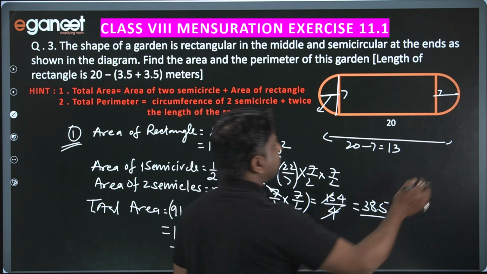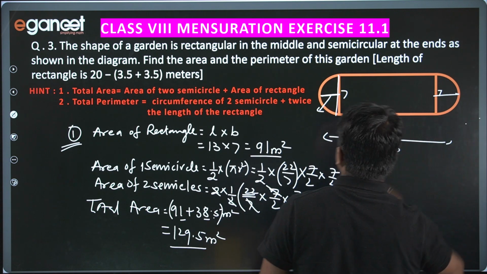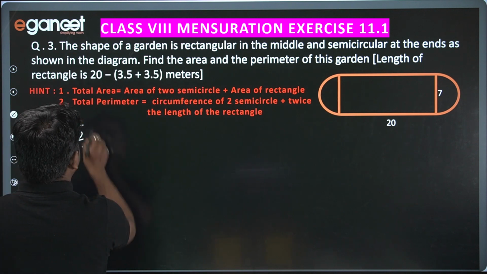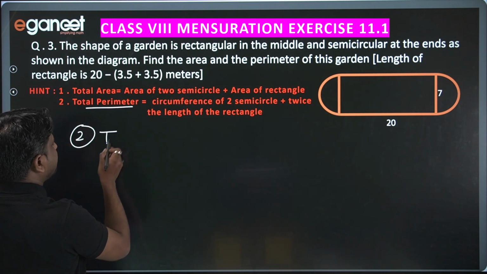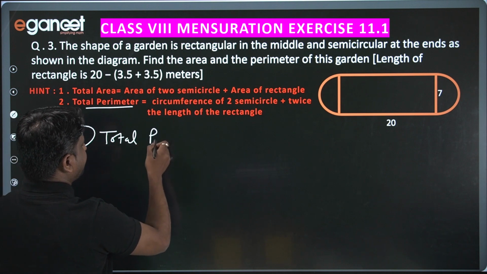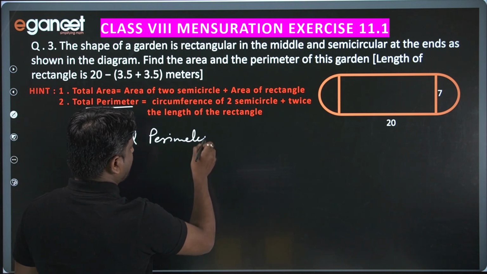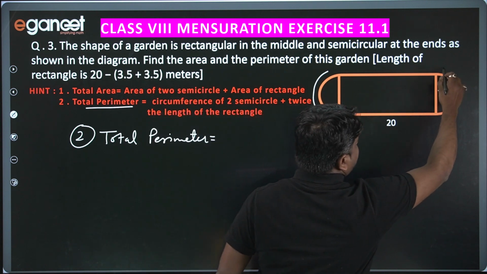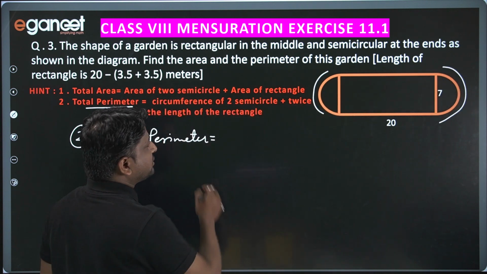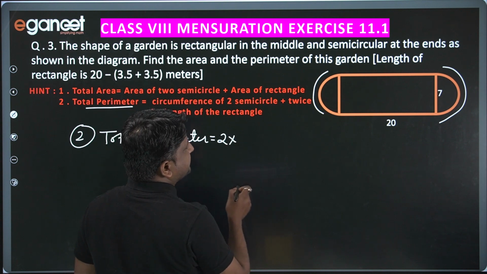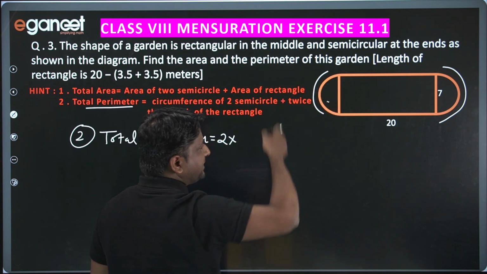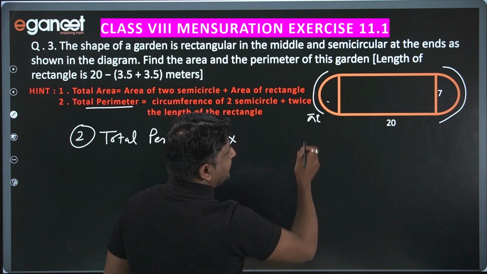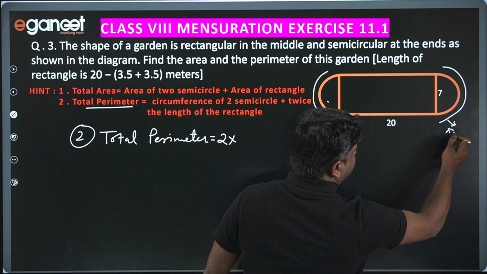And now we will also find the perimeter. How will you find out the perimeter? Let's find out the perimeter now. Second thing, total perimeter, right? This is a semicircular arc, this is also a semicircular arc. See, semicircular means half of 2 pi r, it means pi r. So this is pi times r, this is also pi times r.